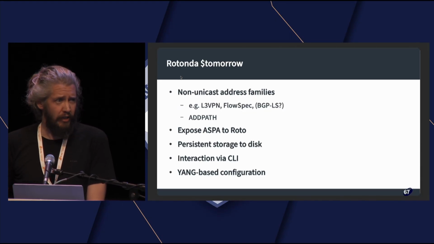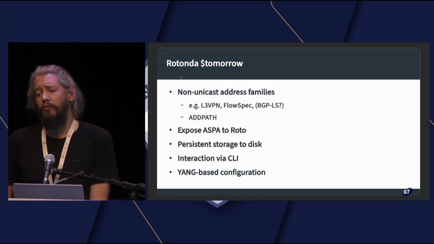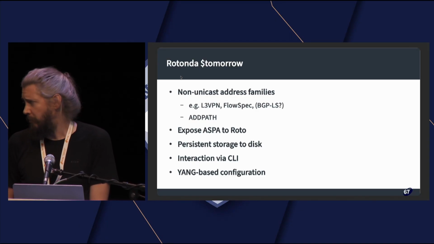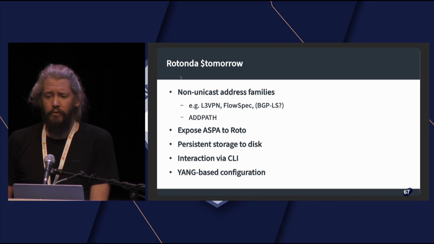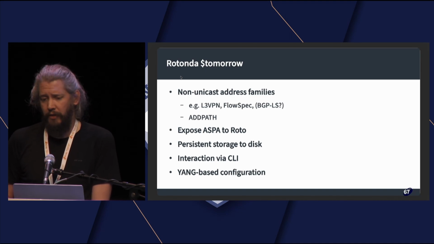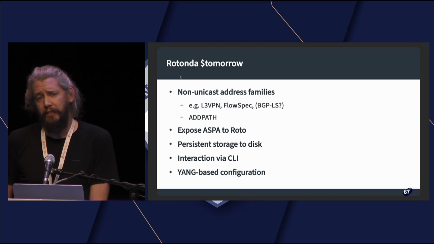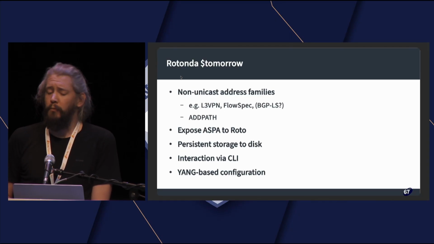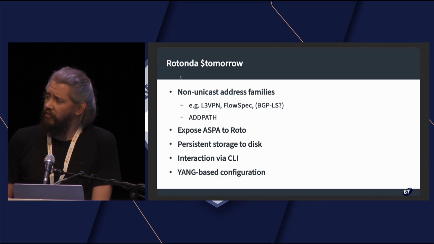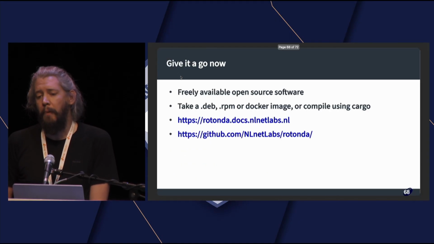Soon, we'll have non-unicast stuff. Most notably, that's VPN stuff and FlowSpec. Operators also asked us about BGP-LS, which we'll look into, and everything with and without AddPath. We already collect SPA stuff. We don't expose it yet in the Roto script. We are working on persistent storage, CLI, all that kind of stuff.